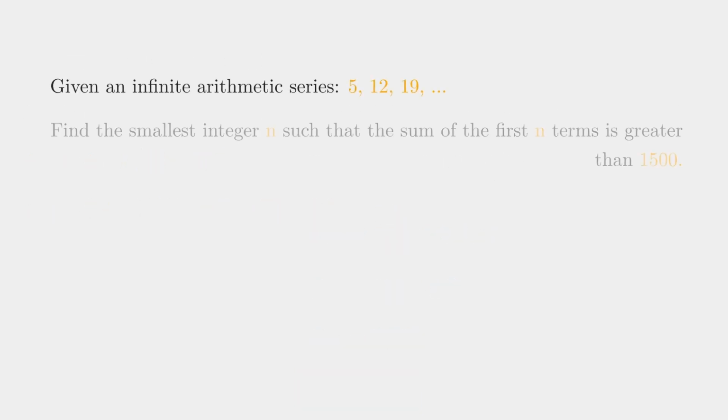Next, let's tackle a problem involving an infinite arithmetic series. We have the series 5, 12, 19, and so on. We need to find the smallest integer n such that the sum of the first n terms, Sn, is greater than 1500. First, let's identify the key components of our series.